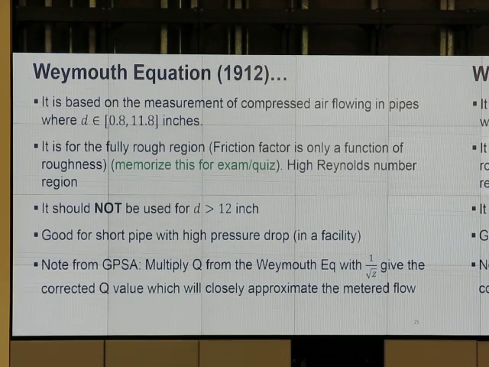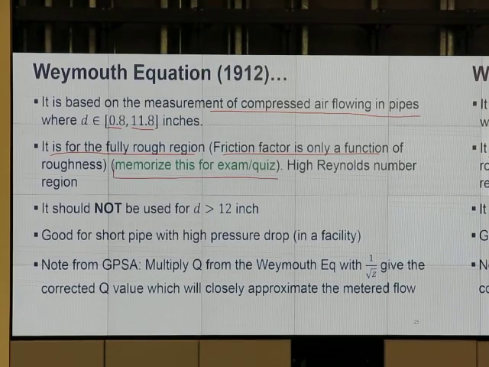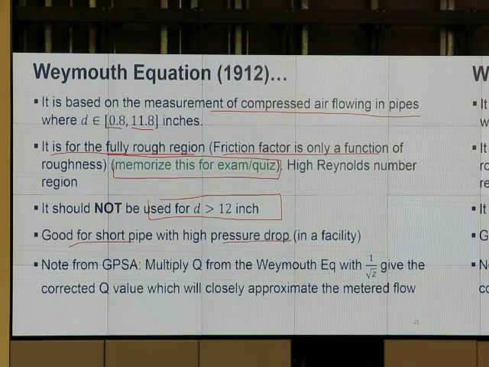It's based on the measurement of compressed air flowing in a pipe from a diameter of 0.8 inch to almost 12 inches. It's for fully rough region. Friction factor is only a function of roughness. Memorize this for the exam or quiz: high Reynolds number region. It should not be used if the diameter is larger than 1 inch. Good for short pipe with high pressure drop in the facility, in the tank battery.